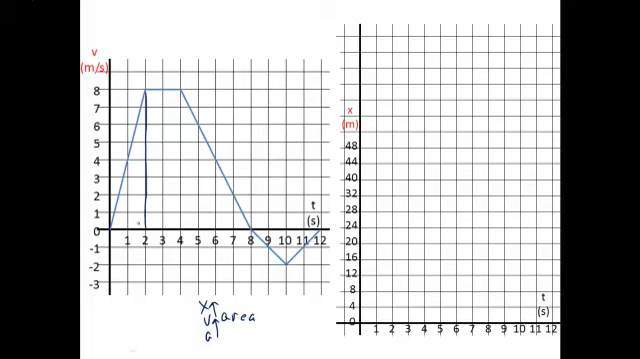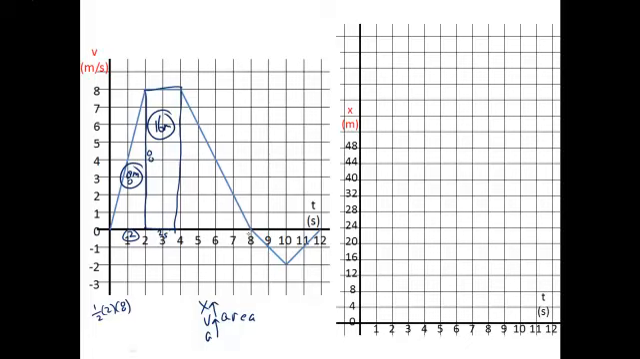So this particular area from 0 to 2 seconds is 1/2 base times height. My base is 2. My height is 8 meters per second. So 1/2 base times height, let me write that down here: 1/2 times 2 times 8 is going to give me a displacement of 8 meters. Then from here to here, I've got a base of 2 seconds again, but a height of 8 meters per second. So this area for this rectangle is 16 meters.